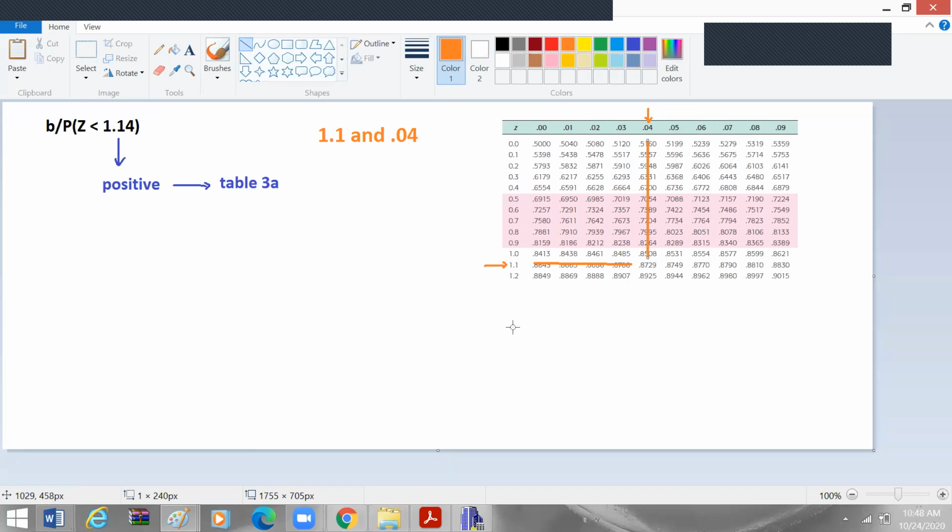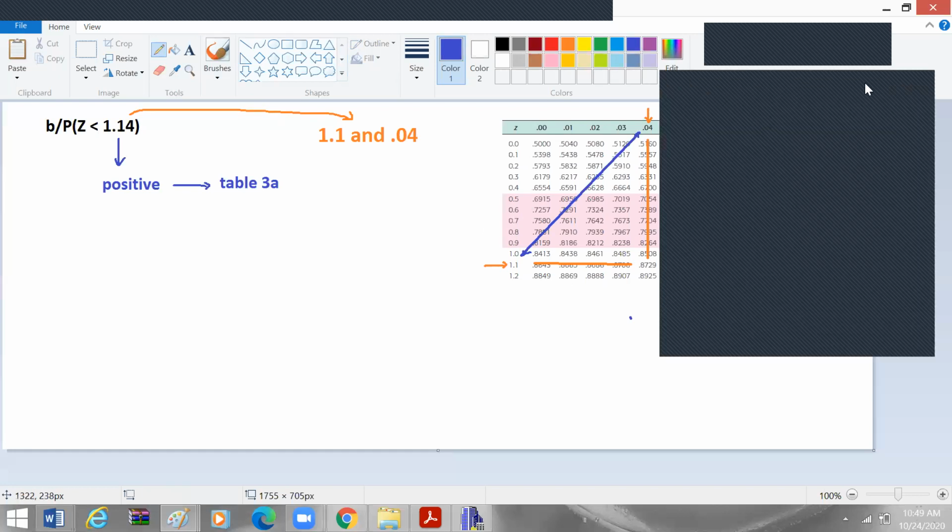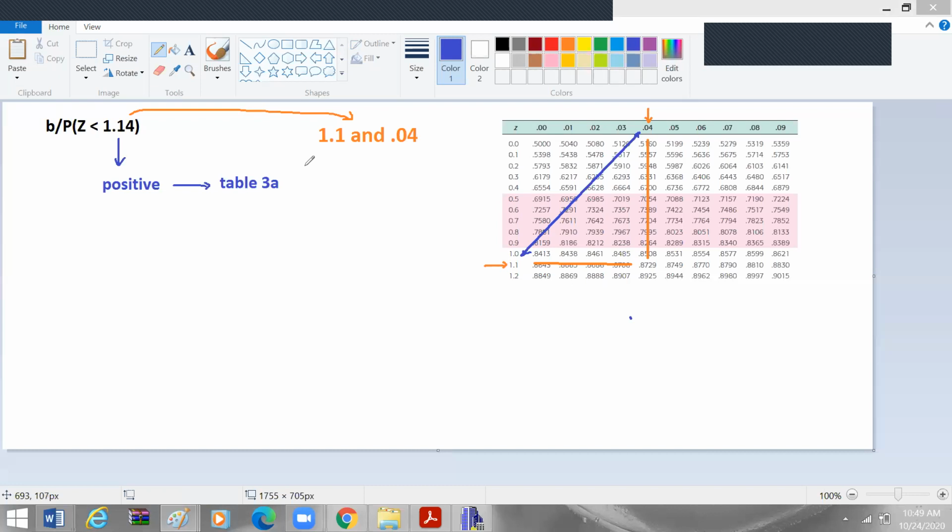Professor, I understand the intersection, but I don't understand how you get the 1.1 and then the 0.04. Because it's coming from the question, so 1.14 in this case would be 1.1 and 0.04. Do we agree? So you're going to read that as 1.14. Are we good? The first digit and the first decimal number will be on the row, and then the second decimal number has to be on the column. So then 1.13 would be 1.1 and then 0.03? That's correct.